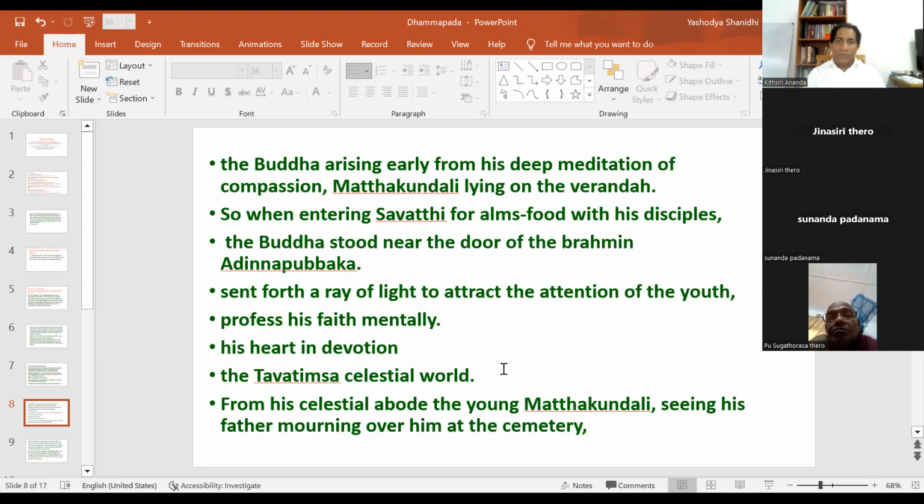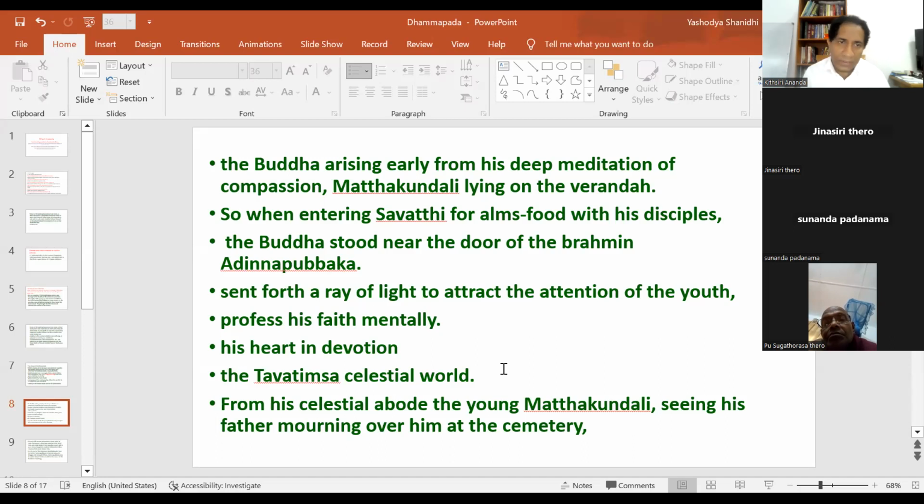When entering Savatthi for alms with his disciples, the Buddha stood near the door of the Brahmin Adinna Pubbaka. The child was kept looking at the inside of the house, so the whole side. Even though the Buddha came, Matta Kundali couldn't see the Buddha.